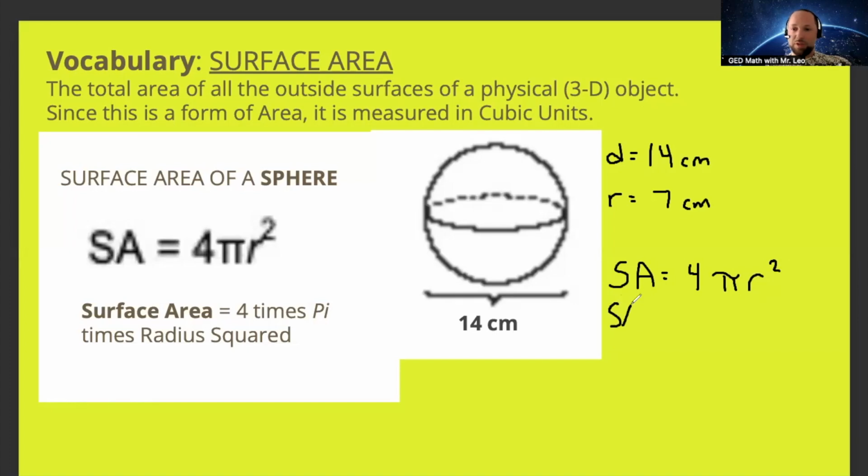Let's plug in what we know. 4 is 4, pi is 3.14, and the radius is going to be 7 to the second power. That's it. Grab your calculator, type it in. 4 times 3.14 times 7 times 7. And I'm getting 615.44.